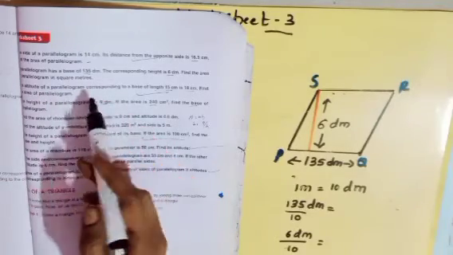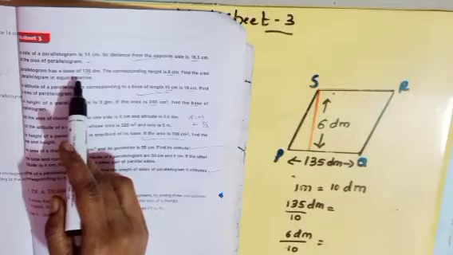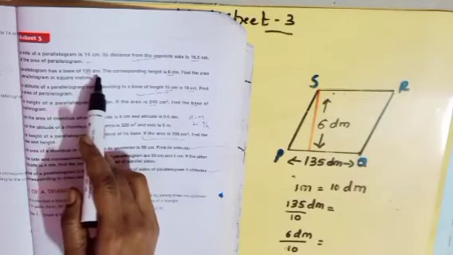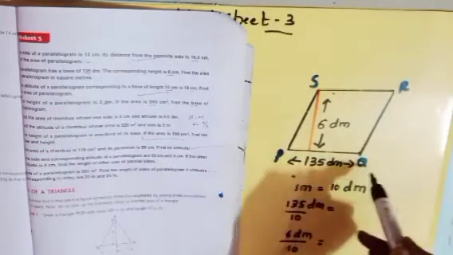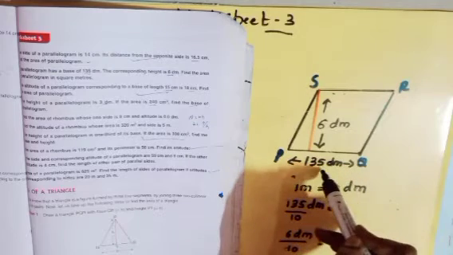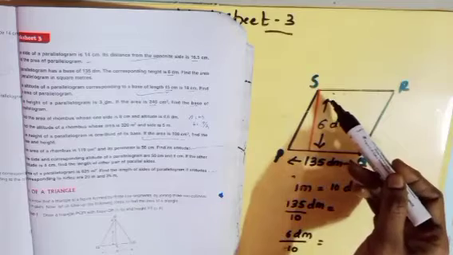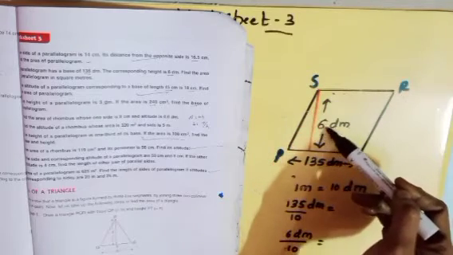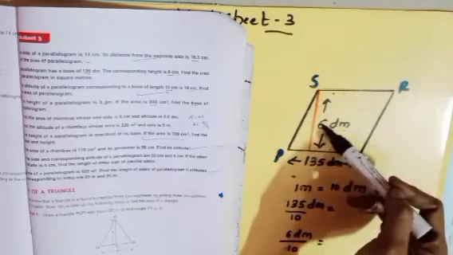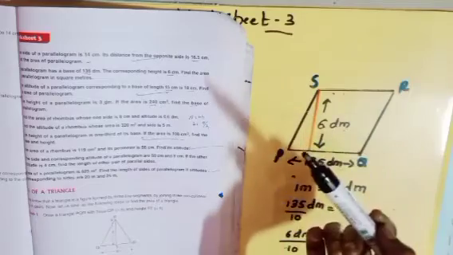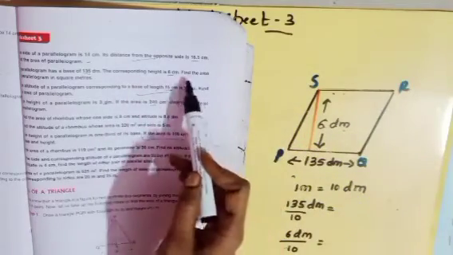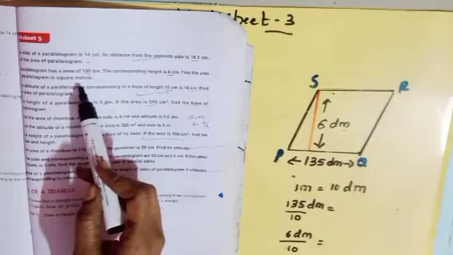So here a parallelogram has a base of 135 decimeter. Here base is given. So base is how much here? 135 decimeter. So base is given and the height is also given. Height is how much here? 6 decimeter. What we have to find? We have to find the area of the parallelogram. So let us solve.